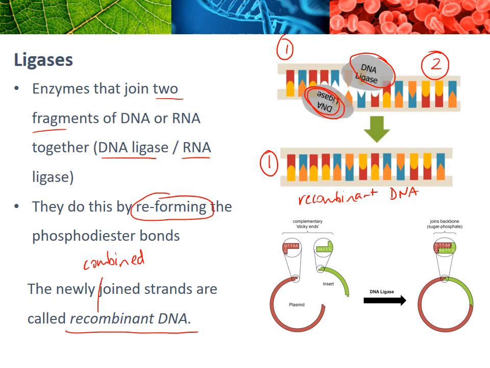And this is kind of like that example we looked at the very beginning. So we've cut open our plasmid, we've cut this gene out that we want to look at, and DNA ligase will now join the phosphodiester bonds of the plasmid and the gene together until we now have 1 recombinant DNA that's a mix of those 2 original pieces of DNA.